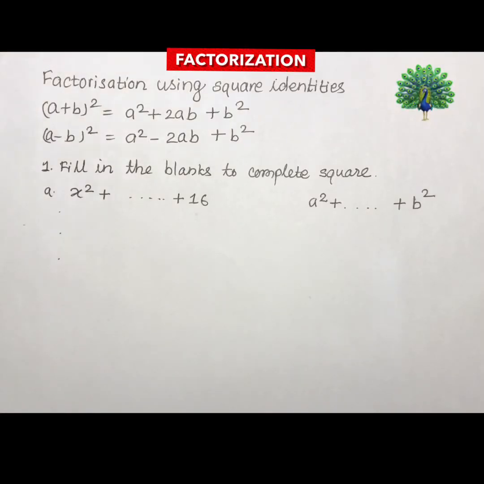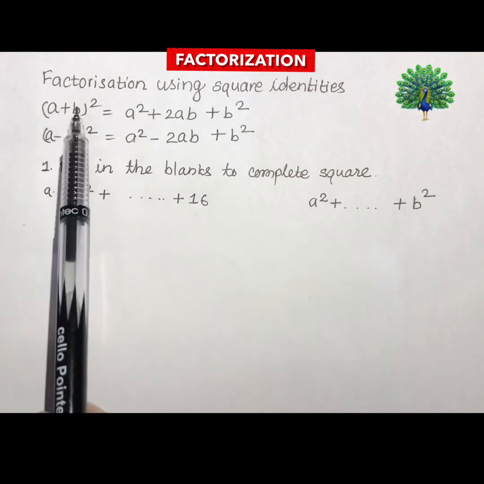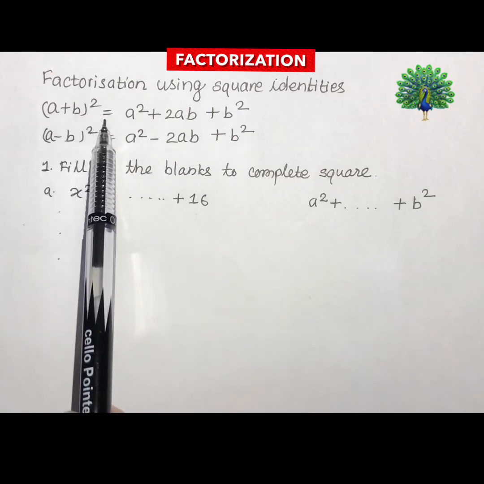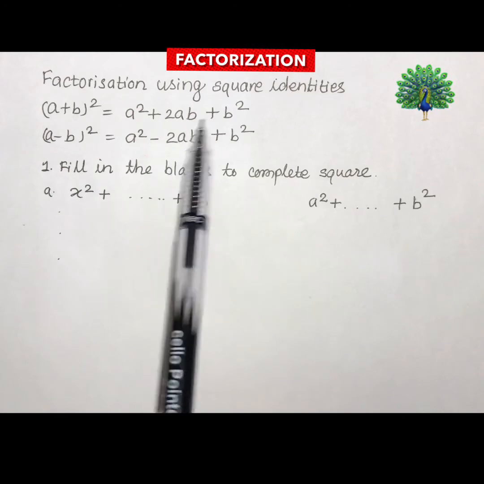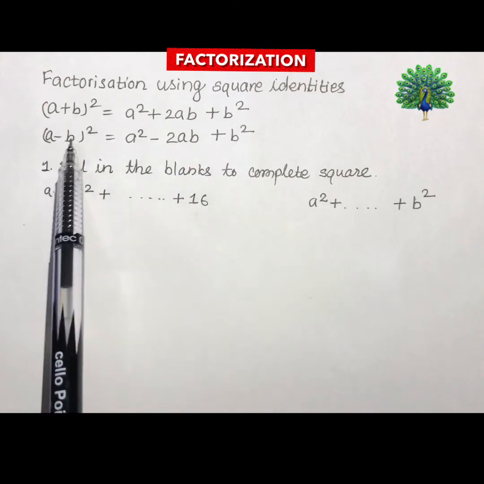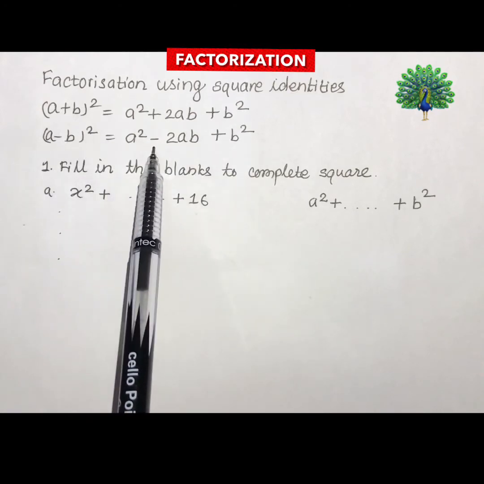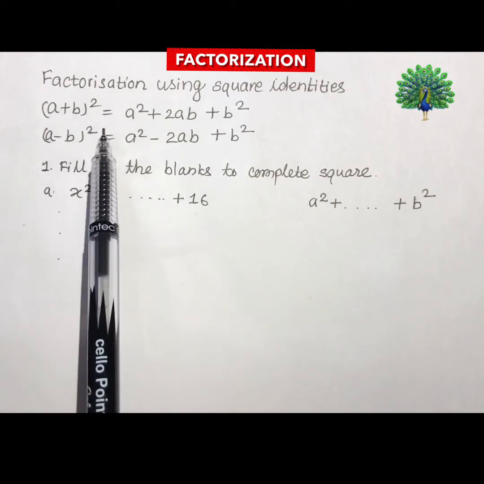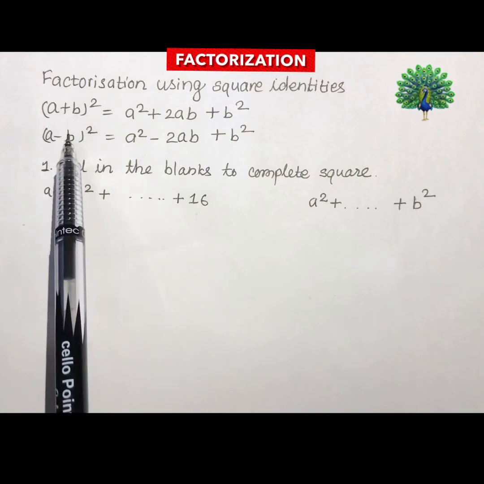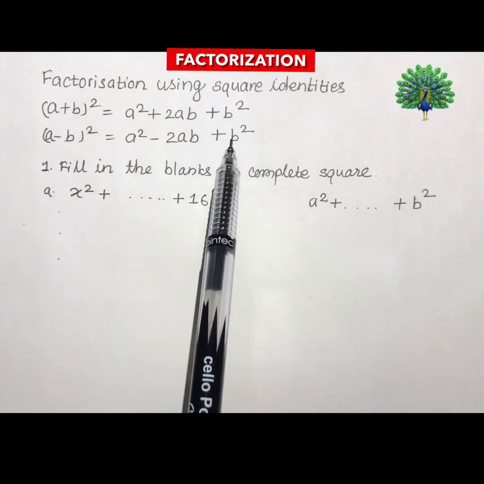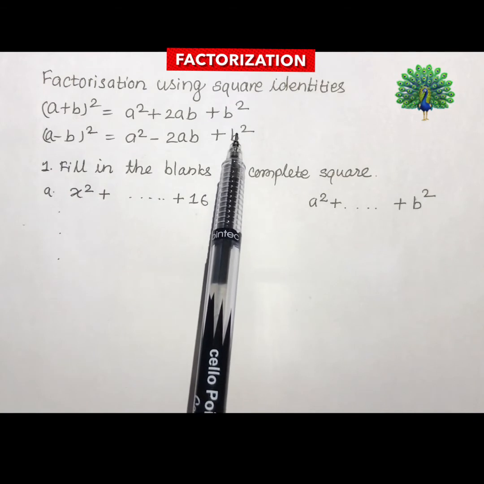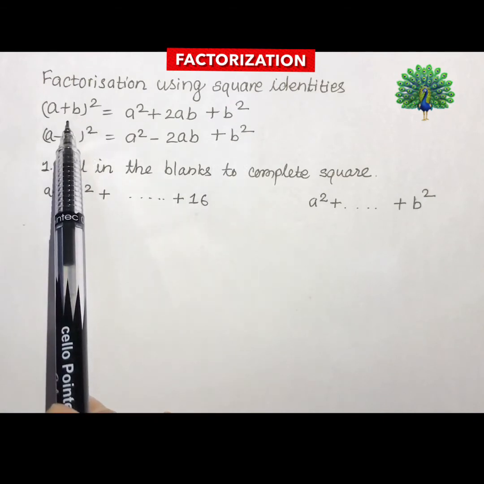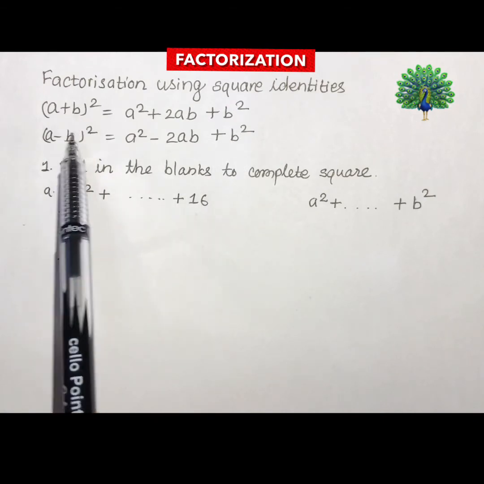Today we discuss factorization using square identities. (a + b) whole square equals a square plus 2ab plus b square. (a − b) whole square equals a square minus 2ab plus b square. These are two identities and we can call them square identities. In previous classes we read about this properly.